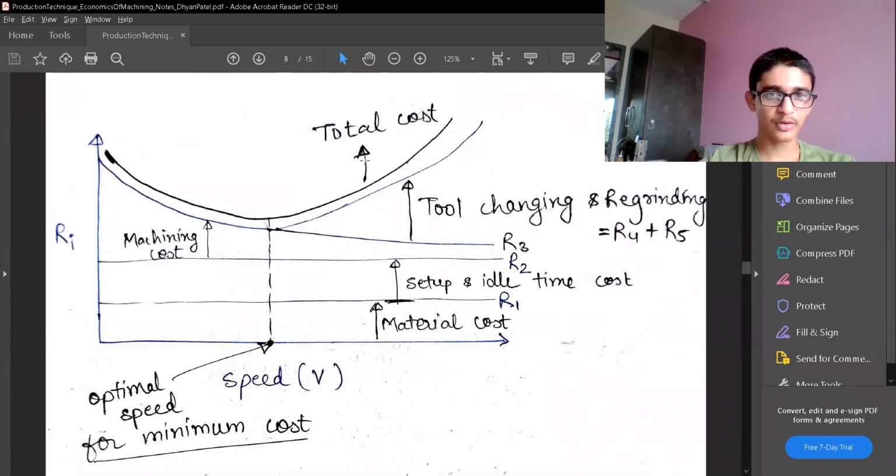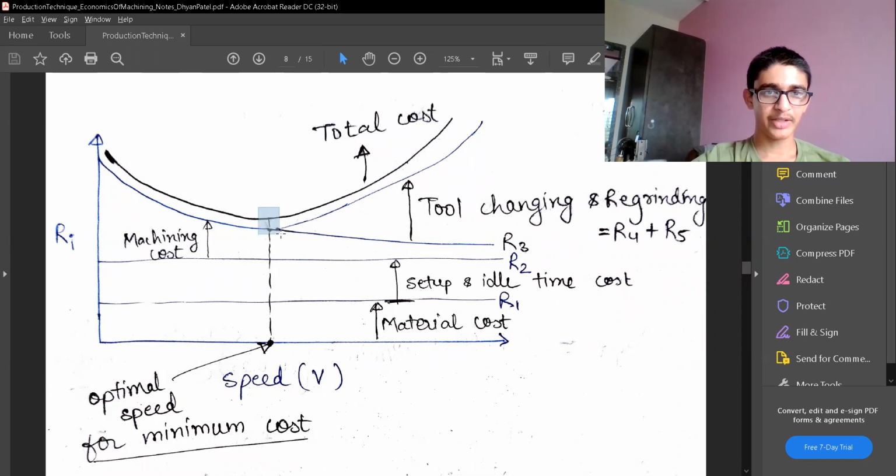So this is how the total cost will be. The constant cost R1 is over here. The constant setup and idle time cost is R2. The R3 is the machining cost. The R4, so these are the nature of how they will change with speed. So I'm taking the individual cost and total cost with the parameter speed. The R3 is going to decrease like this with speed. The tool changing and regrinding, so R4 plus R5, is going to increase like this. And the total cost, that is the summation of all this, will have some curve like this.